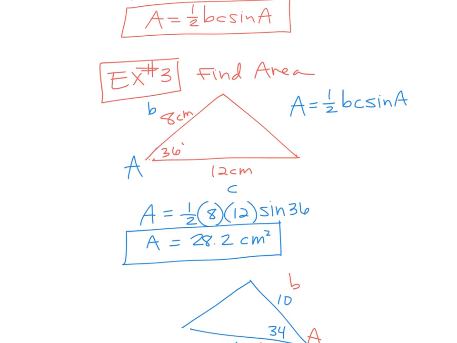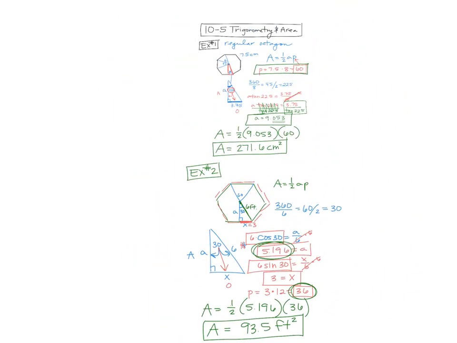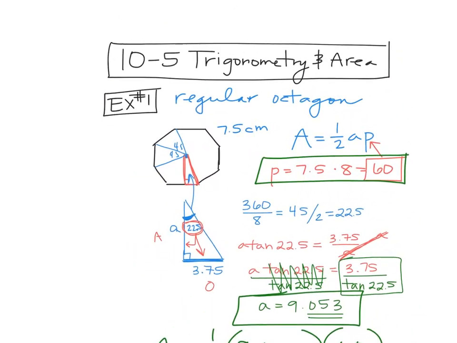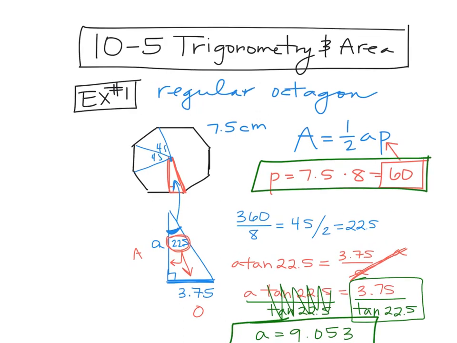Okay, quick recap of this. When you have a regular polygon, find the angle, do the trig, you find your apothem, you find your perimeter, and you plug it into the formula, okay? Make sure you find the angle. If you don't find the angle, you just can't solve them. And I feel like people forget to find the angle. So make sure you're finding that central angle, 360 divided by the number of sides, divided by 2, and then you're good. Okay, any questions?